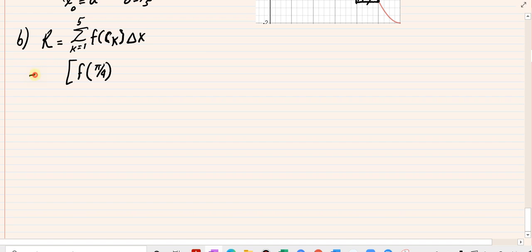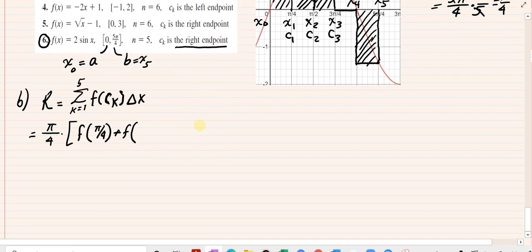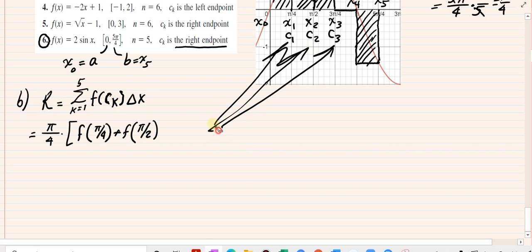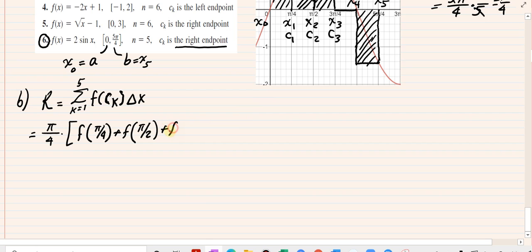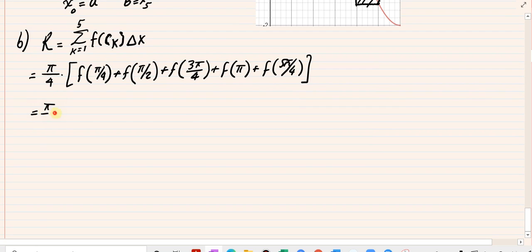And in fact, let me do that. So this is going to be pi over 4, that's our delta x. Then we have f at pi over 4 plus f at the next evaluation point, which is pi over 2. I'm looking at these evaluation points here. Then f at pi over 2 plus f at 3 pi over 4 plus f at 4 pi over 4 plus f at 5 pi over 4. And then I just have to plug them in and evaluate them, and we'll be done.